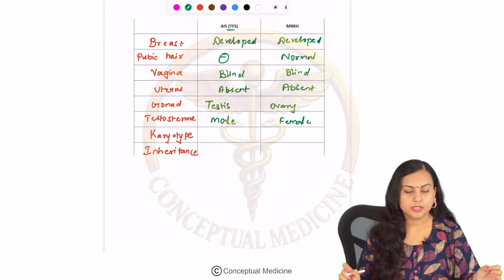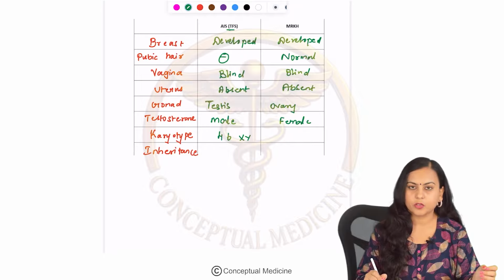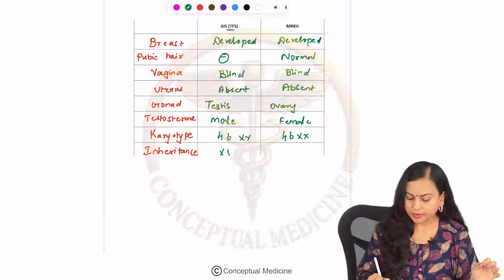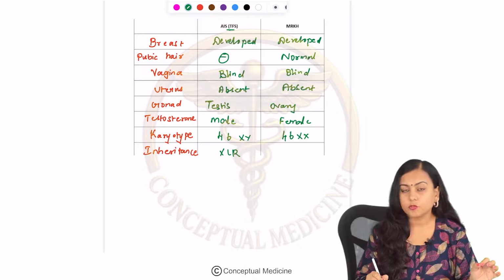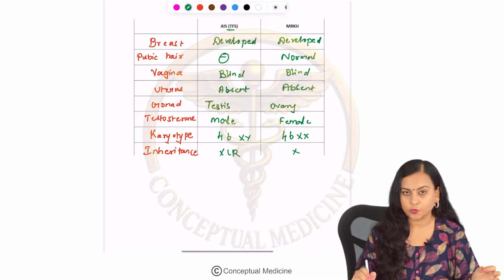Karyotype in androgen insensitivity syndrome is going to be 46XY, whereas in MRKH syndrome it is going to be 46XX. And we know inheritance of androgen insensitivity syndrome is going to be X-linked recessive, whereas there is no such inheritance seen in MRKH syndrome. Clear?